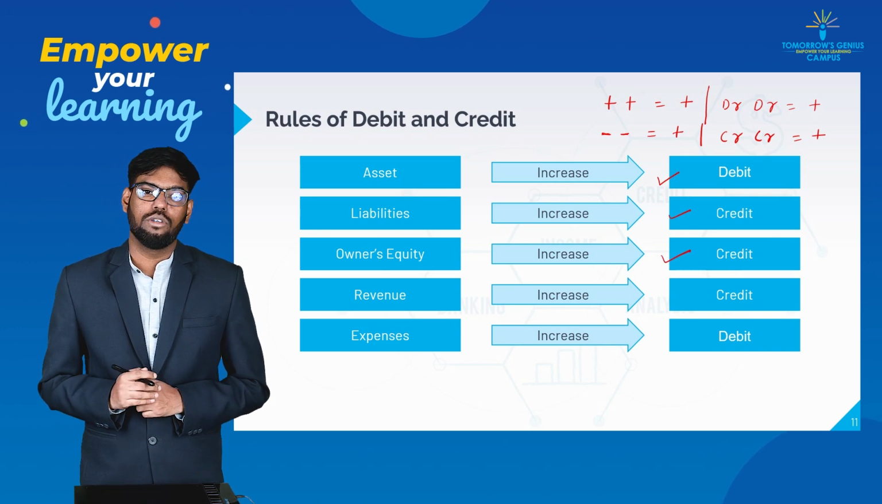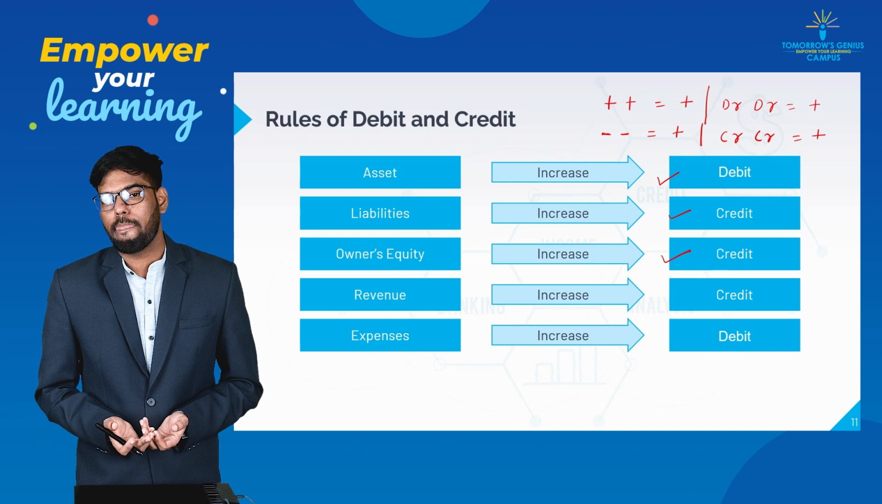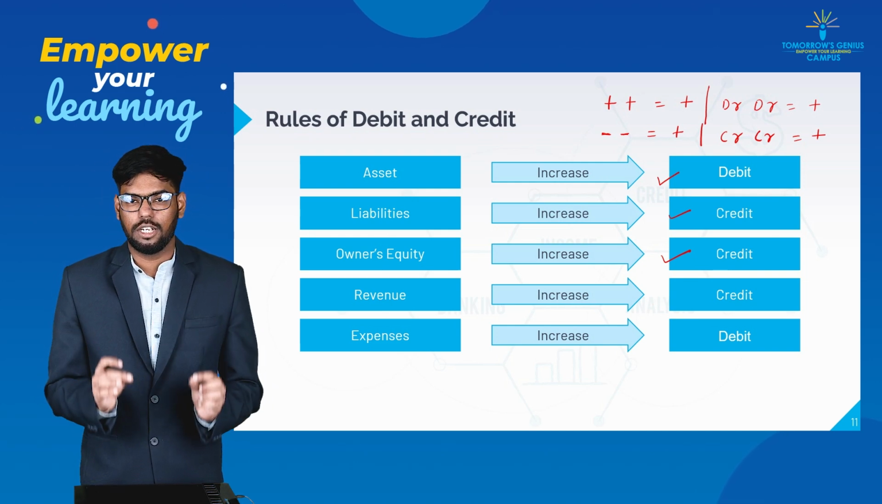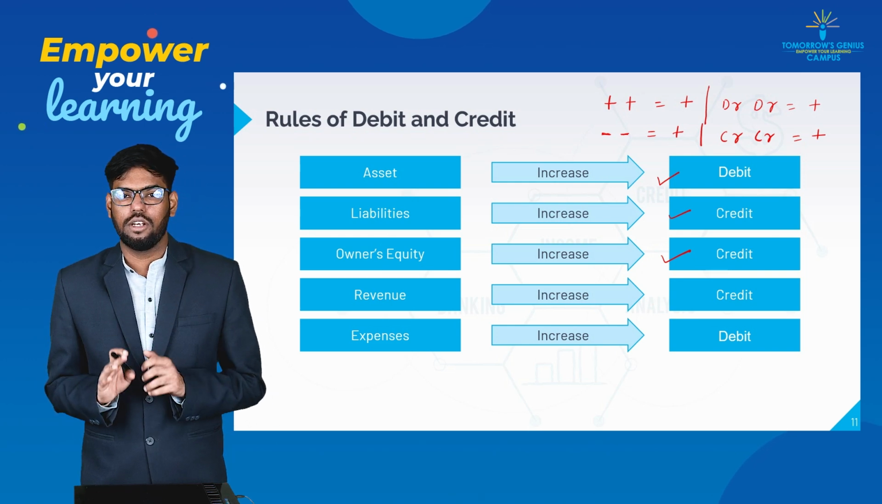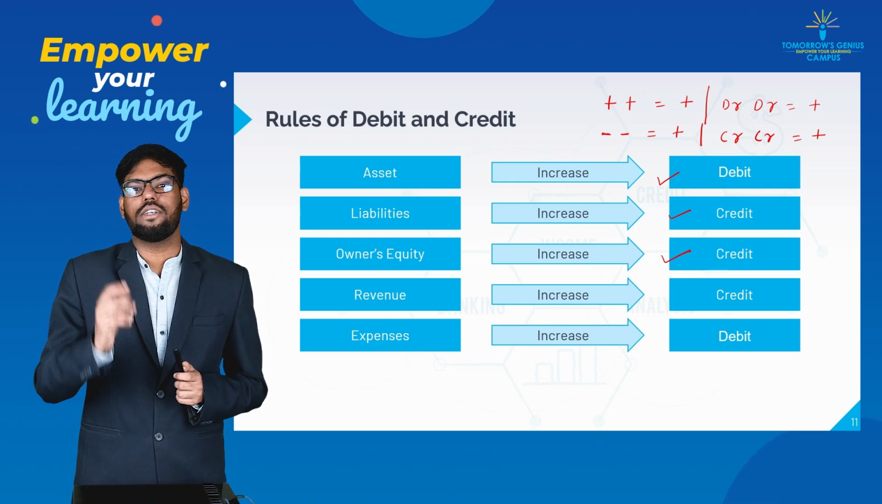The next is revenue, or you can say income. Which balance does income show? Income shows a credit balance. Income always shows a credit balance. Income means credit. So if income increases, what do we have to do?